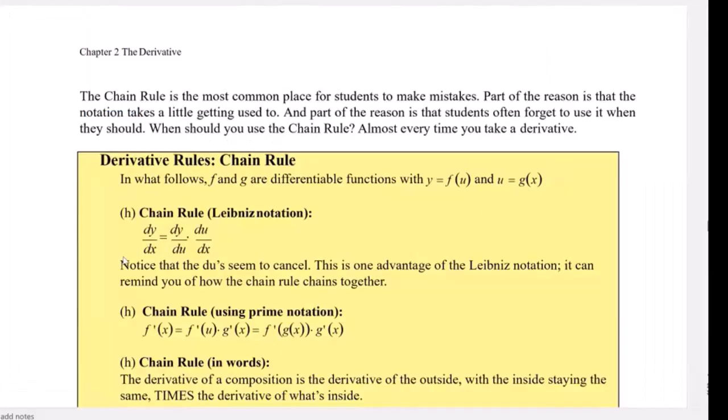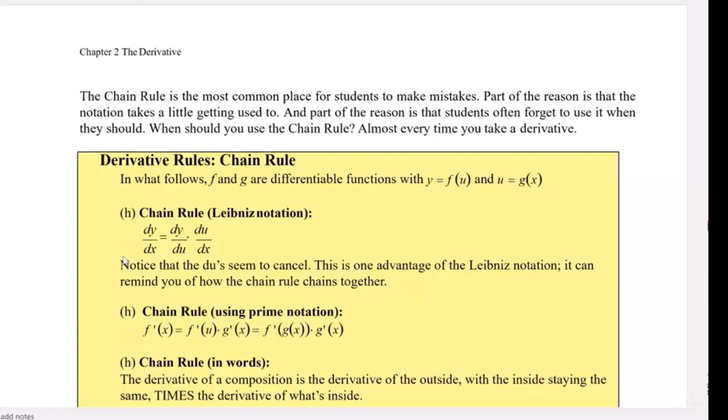Let's look at our chain rule. The chain rule is the most common place for students to make mistakes. Yes, it is. Part of the reason is that the notation takes a little getting used to. And part of the reason is that students often forget to use it when they should. So you can just assume that there is always a chain rule. Every time you take a derivative, there's a chain rule.